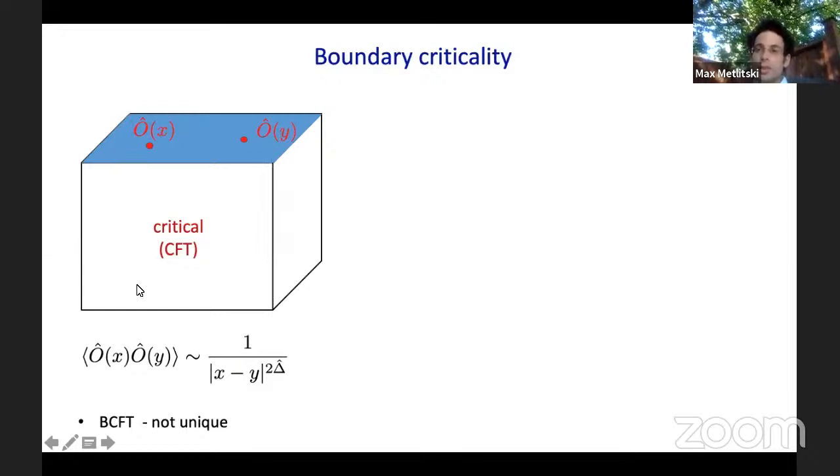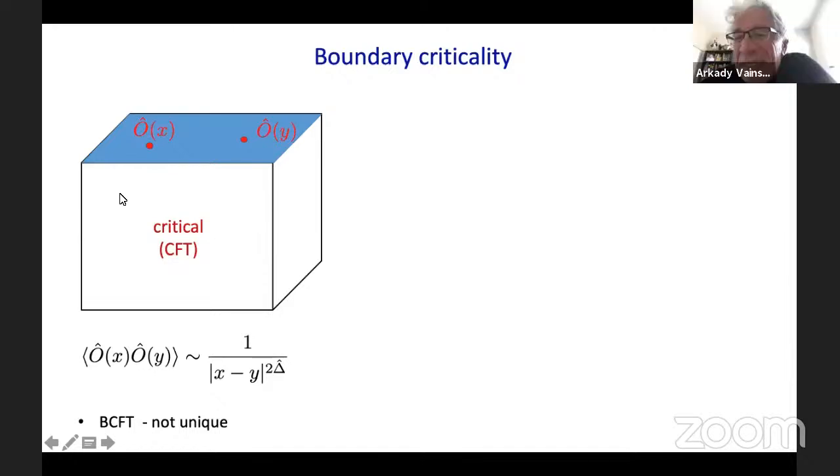The way you can think about them is take a bulk operator that's not exactly on the boundary, but close to the boundary. So two bulk operators whose separation along the boundary is much bigger than the distance to the boundary. Then these bulk operators you can think of as boundary operators, and this dimension delta hat for them will in general be different.